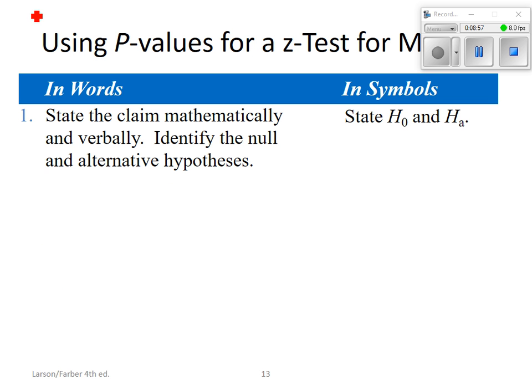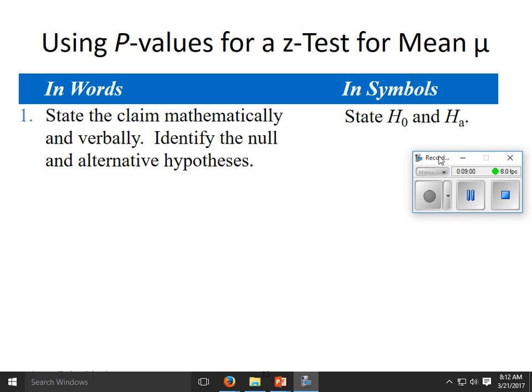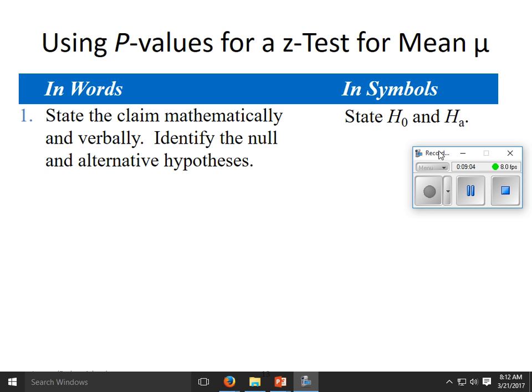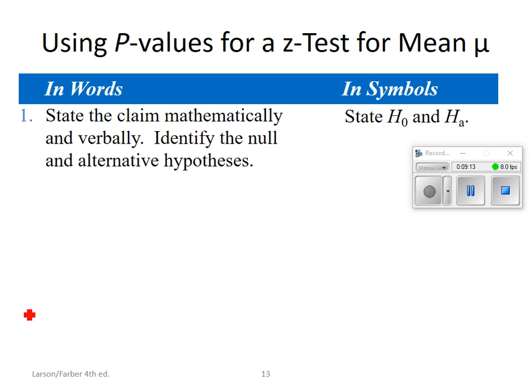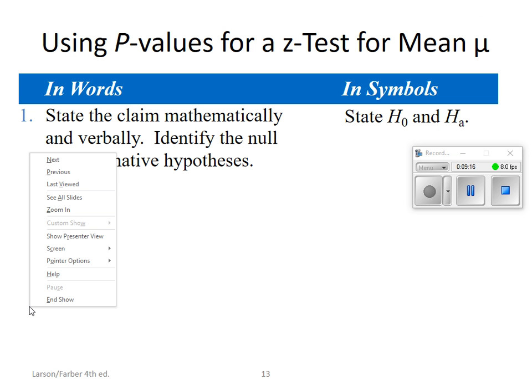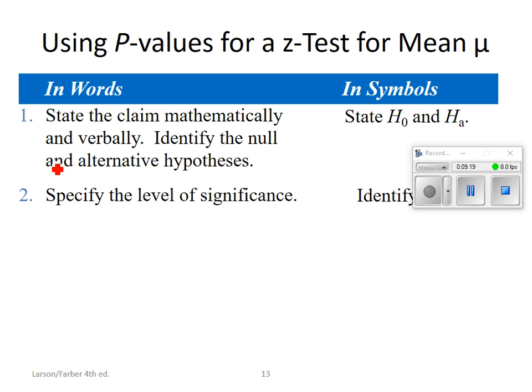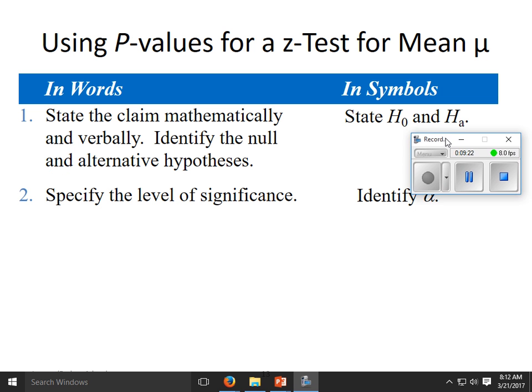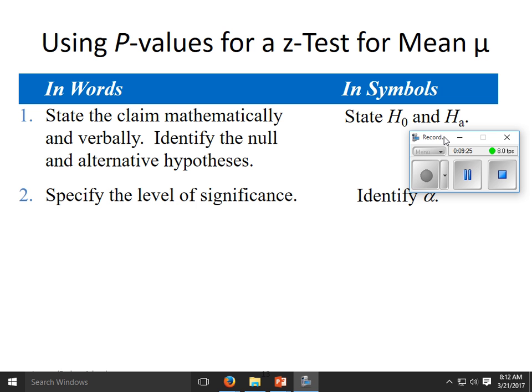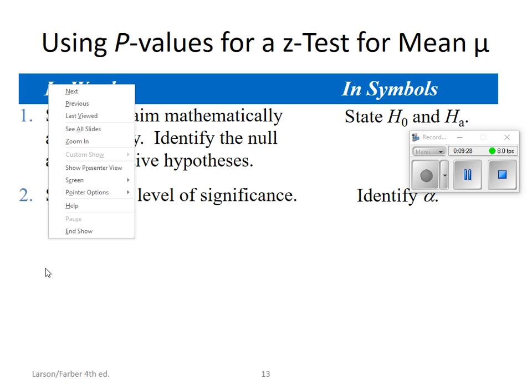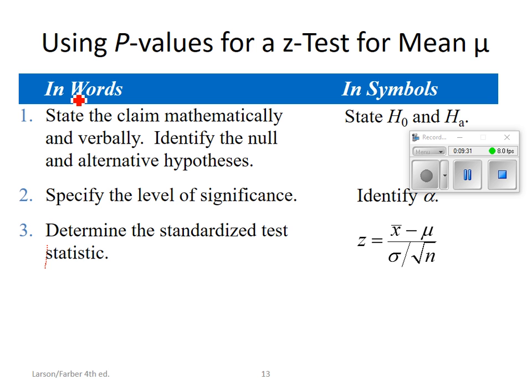So using the p-values, for a z-test for a mean, first thing you do, state your null. This is what you're going to do tonight on the problems. State your null and your alternative hypothesis. That's step 1. Then you're going to identify your alpha, your level of significance. Step 3, find the z, find your standardized test statistic. That's your z. That's like your critical value, whatever.